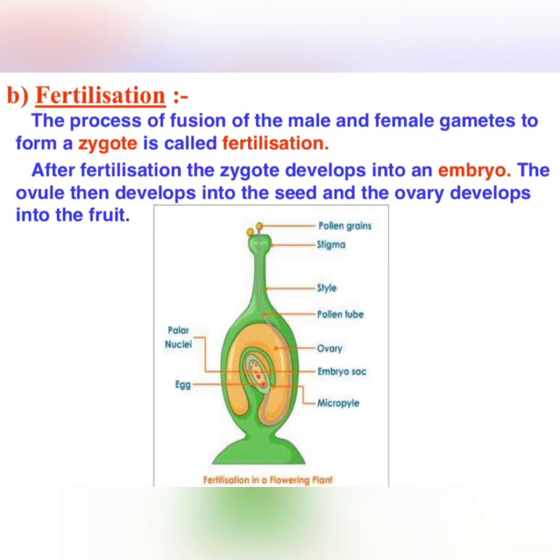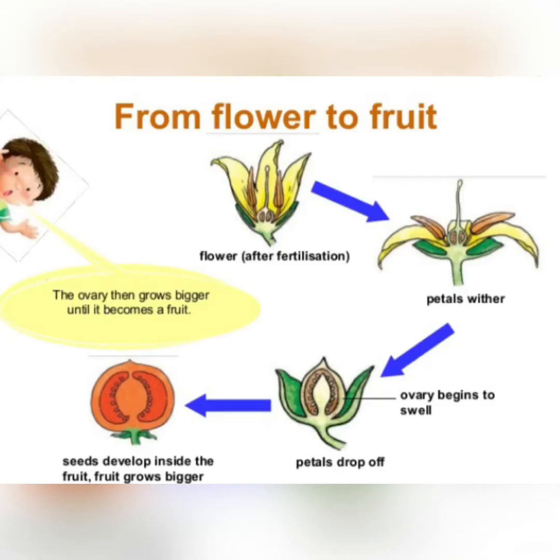After fertilization, the zygote develops into an embryo. The ovule then develops into a seed and the ovary changes into a fruit. In this way, the flower changes into a fruit and other parts of the flower shed off. The petals drop down, the seeds develop inside the fruit, and the fruit grows bigger.